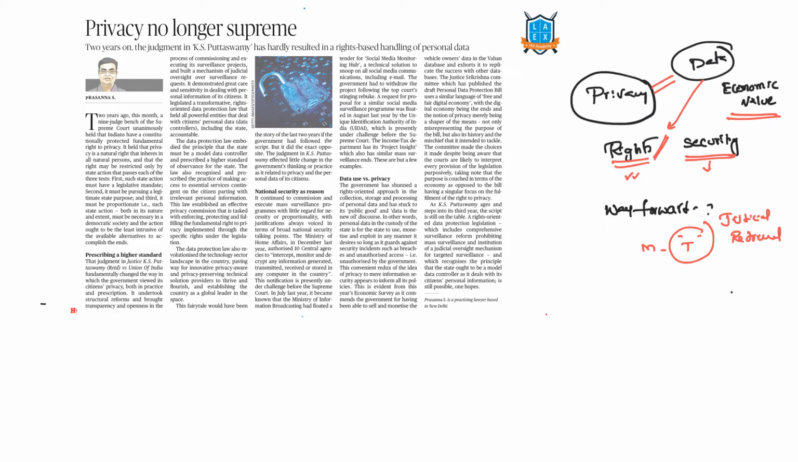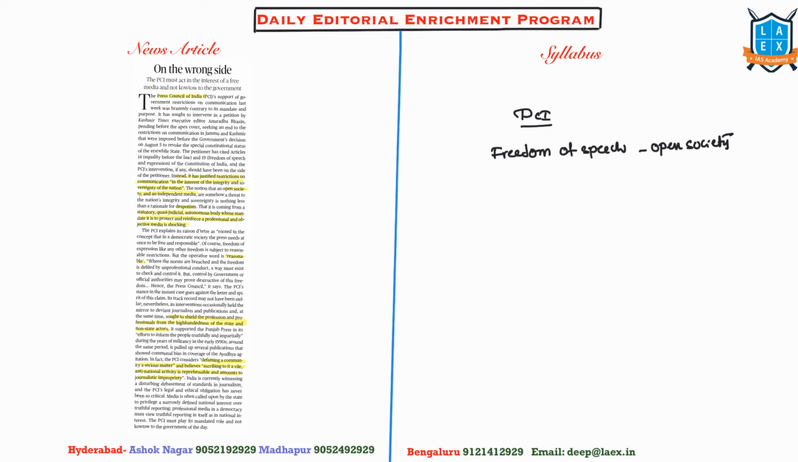So that's why, in essence, what the author says is the state shall act as a model data controller. If the state is using data for surveillance, then the private sector may misuse this data for some other benefits. So the state shall act as a model data controller. That is what this article talks about.